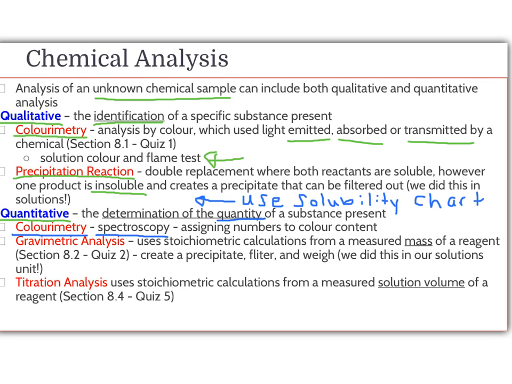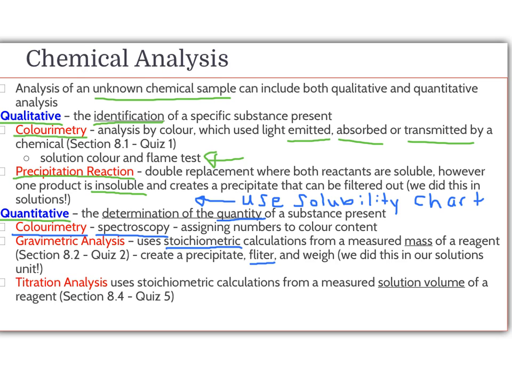The second method is gravimetric analysis. In gravimetric analysis, we're creating a precipitate. We are filtering it, which this word should say filter and not flitter, and then we are going to weigh it. So we did some of this in our solutions unit, but in this unit we're going to talk about it using stoichiometry, which means we're using our mole ratios and our balanced chemical equation to predict how much product or how much reactant we need for a reaction.